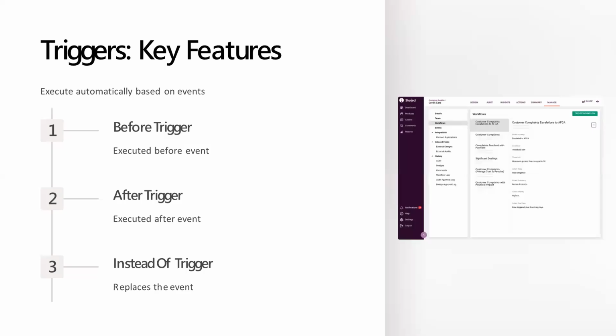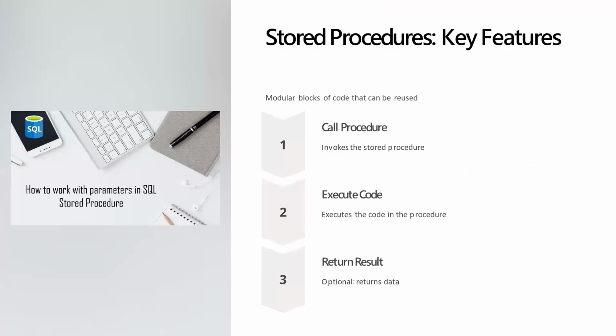Then next, if we look at the key features of triggers, they are executed automatically based on events. A before trigger is executed before the event, an after trigger is executed after the event, and an instead-of trigger replaces the event. This means when we perform any insert or update operation, we can use a trigger before the update or after the update. So that is the trigger.